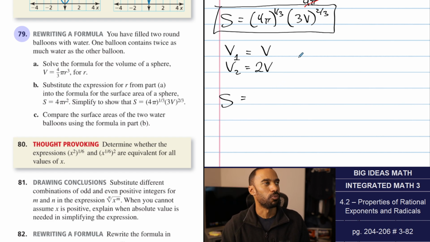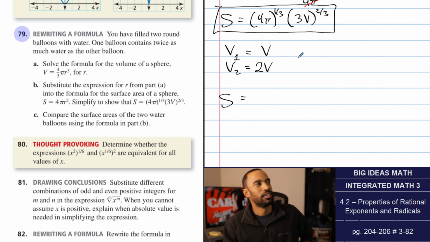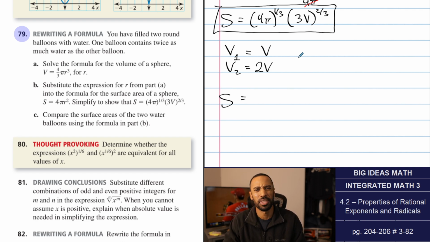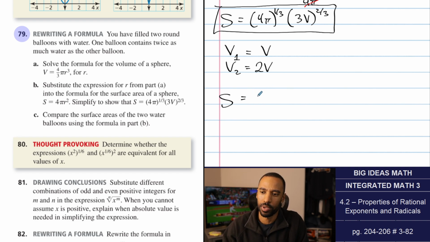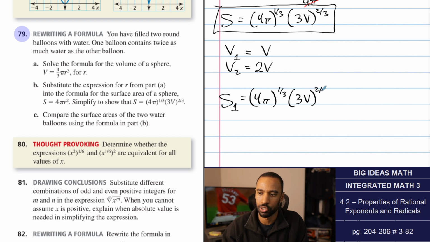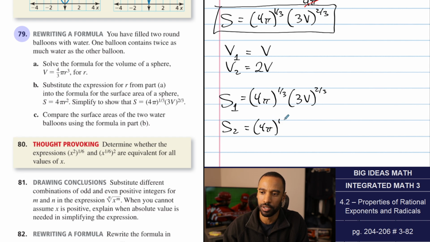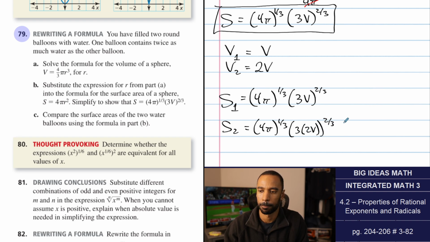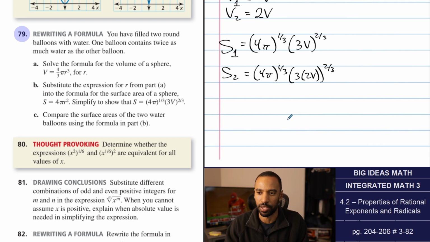Let's see. What would the answer be? It would be the cube root of 4, I think. 2 to the 2/3. I don't know. Anyway, S sub 1 equals 4 pi to the 1/3 times 3V to the 2/3. Now S sub 2 is going to be 4 pi to the 1/3 times 3 times 2V to the 2/3. 3 times 2V is 6V.